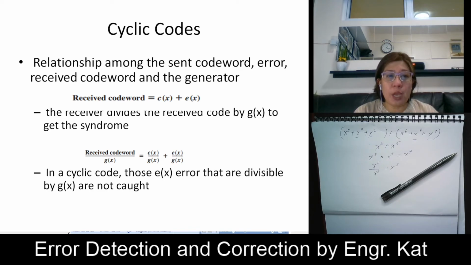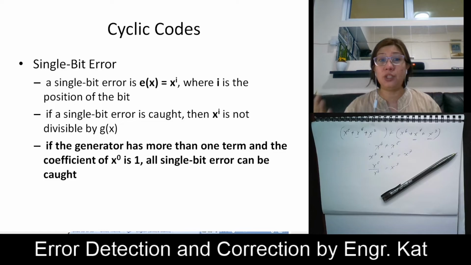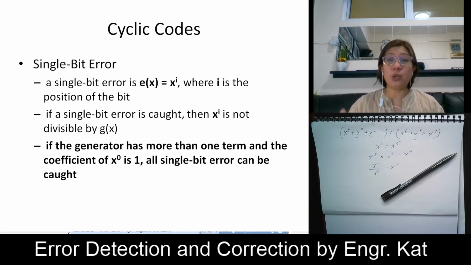So either E(X) is 0 or E(X) is divisible by G(X). We don't have to worry about the first case, where E(X) is equal to 0, because that means there is no real error. The second case is the more important: those errors that are divisible by G(X) are not caught, so we cannot detect them. There are different types of error, and let us show some specific errors and see how they can be caught by a well-designed generator.